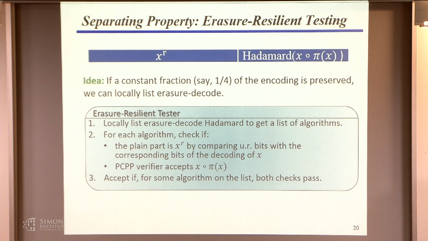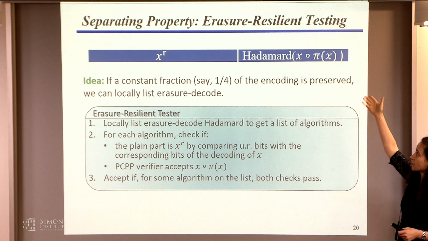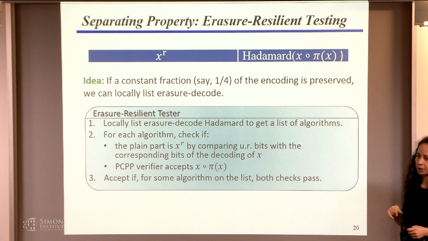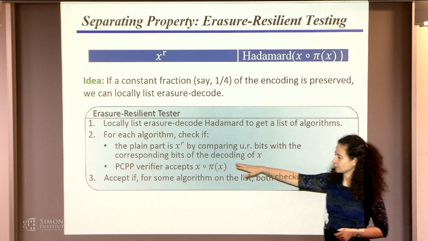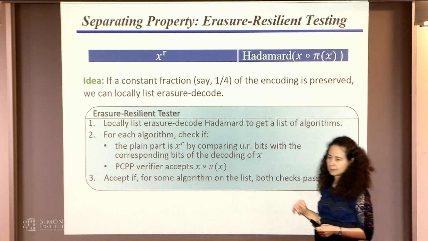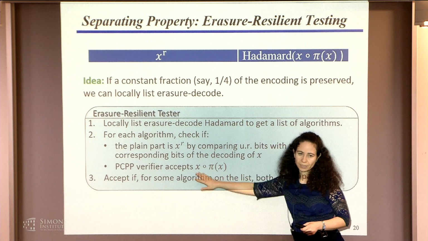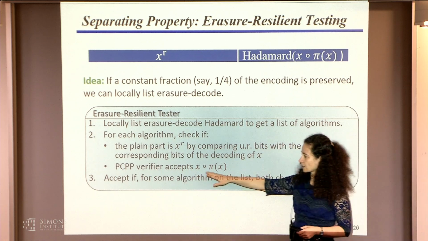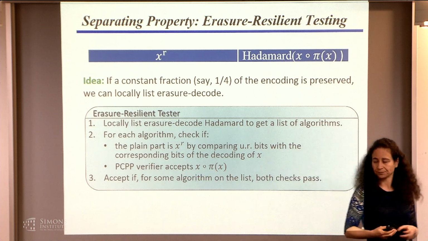So it queries our decoding algorithm on some random bits of x, and checks against the corresponding random bits here to make sure that they're actually repetitions of x. It's also going to check that the PCP verifier accepts this x concatenated with the pi of x, which is implicitly decoded. To do this, it just runs the PCP verifier, which asks a constant number of bits. So it has to decode only a constant number of bits here also.